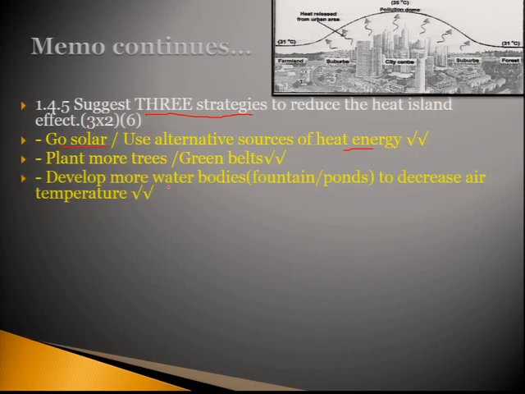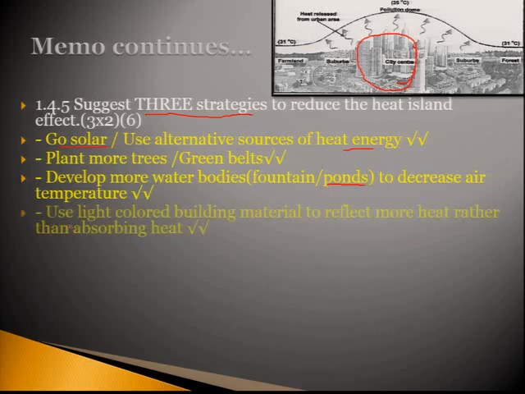Develop more water bodies or fountains or ponds to decrease air temperatures. Let's have water sources that you could get. I came across another learner saying swimming pools, and I think because it will form part of your ponds where water is collected, you can also give credit to say let's have some water sources or swimming pools within the city center. Then use light colored material. What will be the purpose of the white colored material? It's because white color will not attract more sunlight, unlike the darker part.